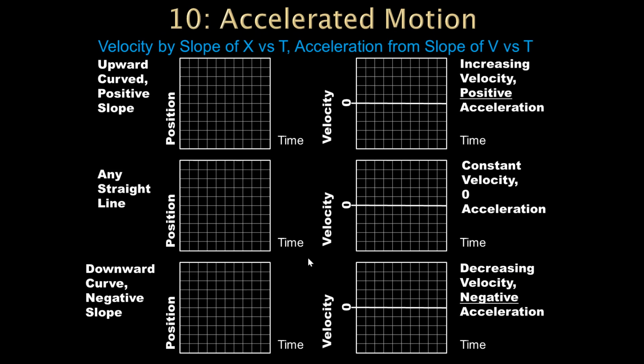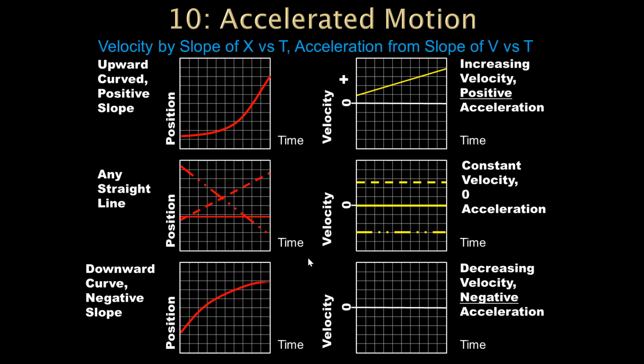Okay, so let's put some of these together. So if I have an upward curved slope, that tells me my velocity is getting greater and greater. If I have a straight line anywhere on the position versus time graph, if it's horizontal, I have zero velocity. If it's sloped up but straight, I have a constant positive velocity. If it's sloped downward, I have a constant negative velocity, but my acceleration is zero in all those cases. Our acceleration is the rate of change of the velocity.